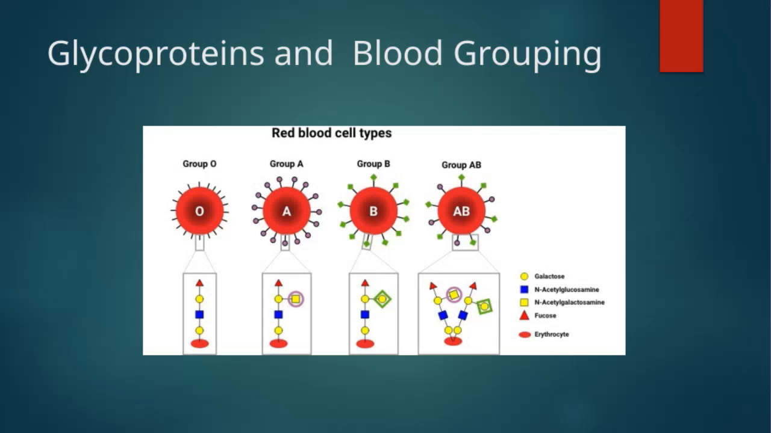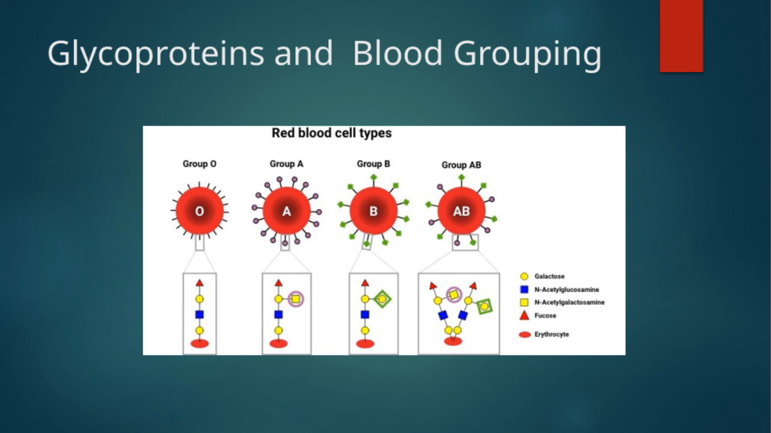Glycoproteins play a crucial role in blood grouping, as they are the main components of the antigens found on the surface of red blood cells. These glycoproteins determine an individual's blood type by presenting specific molecular structures that are recognized by the immune system. For example, the ABO blood group system is based on the presence or absence of particular glycoprotein antigens.